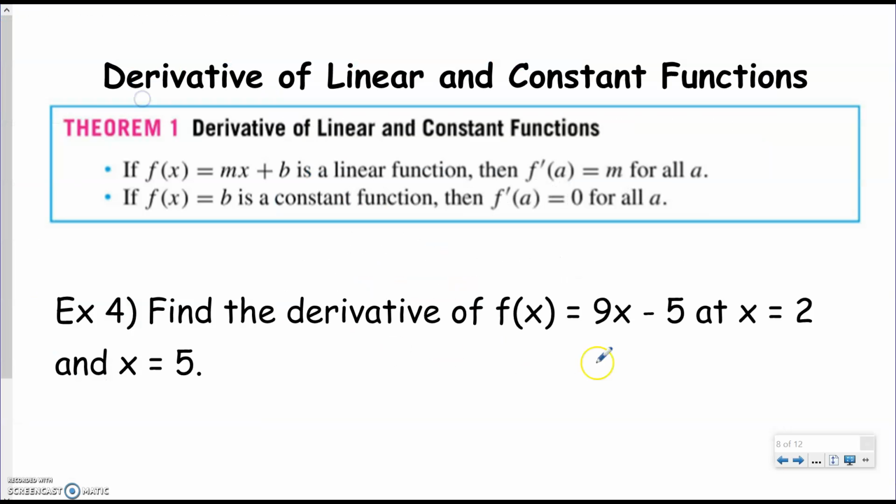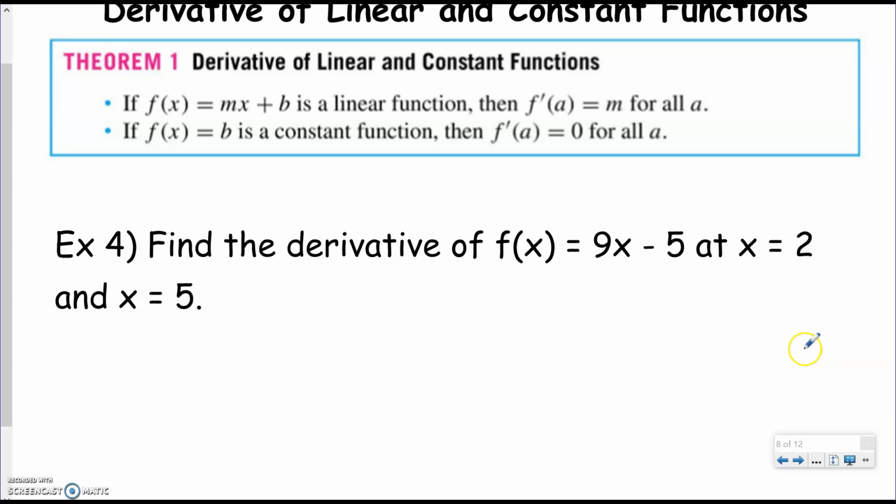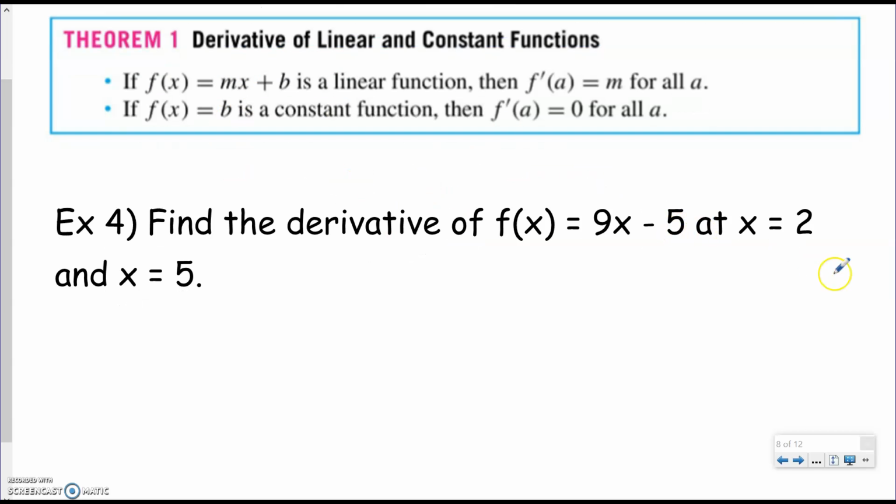Okay, this one's quick. Derivative of linear and constant functions. The derivative of a linear function is going to be the slope of that line, and the derivative of a constant function is going to be 0. So f prime of 2 is always going to be that slope because this is a linear function, no matter what your value of x is. And that only happens when this is linear. So you don't have to do any of that work. You just need to know the derivative or the slope of the tangent line is going to be the same as the slope of your function there.